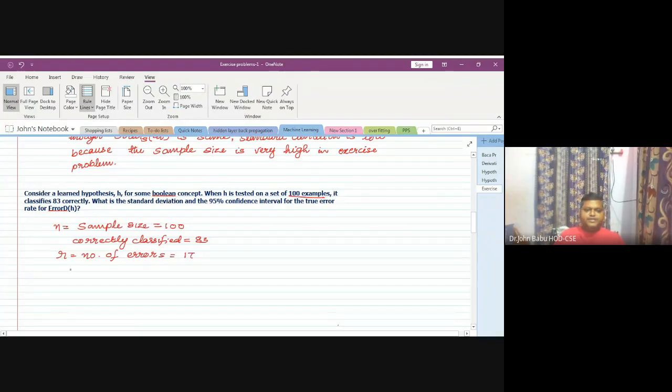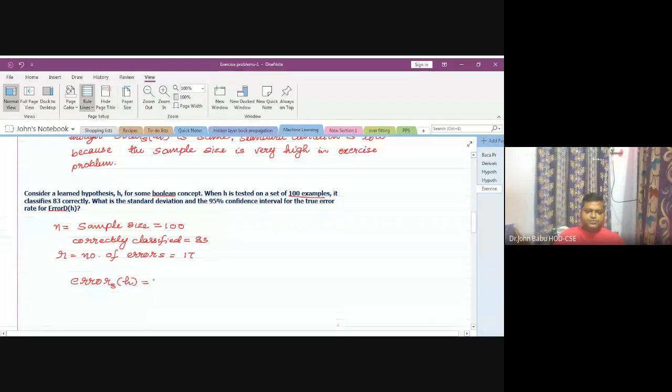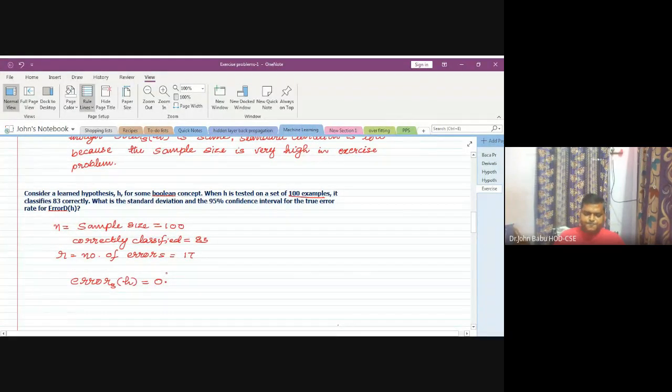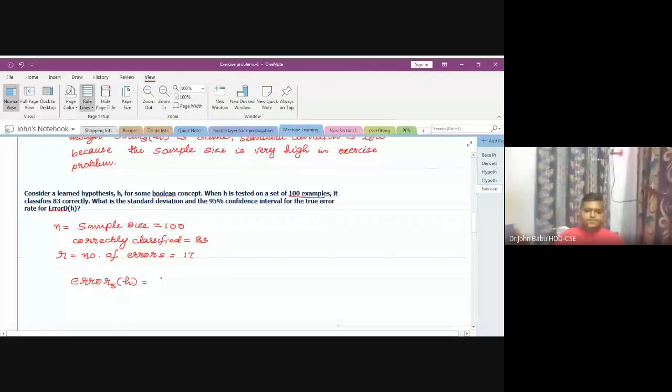So what is the sampling error now? Error S of H is equal to R by N. That is equal to 17 by 100, that is equal to 0.17. What is our problem now? We want 95% confidence.